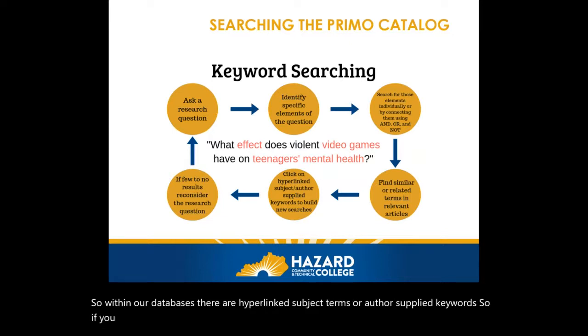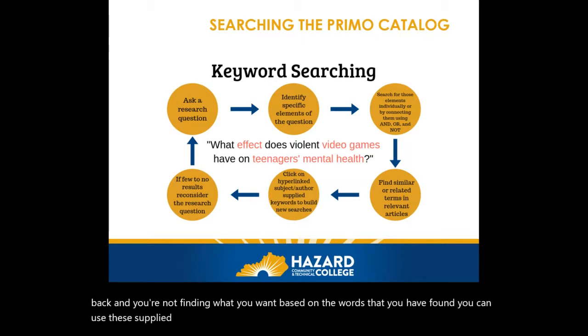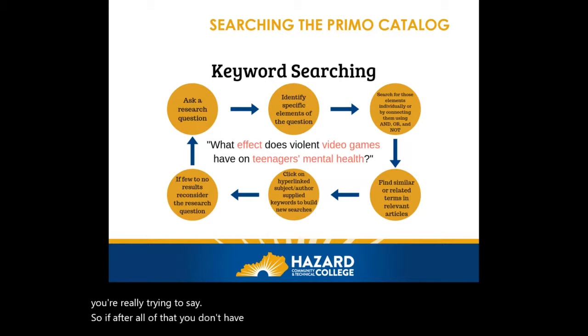So if you click into an article, you're going to notice these lists of subject terms. Again, if it goes back and you're not finding what you want based on the words that you have found, you can use these supplied keywords to build a new search that might be more specific to what you're really trying to say. So if after all of that you don't have any results, I strongly recommend that you reconsider your research question.